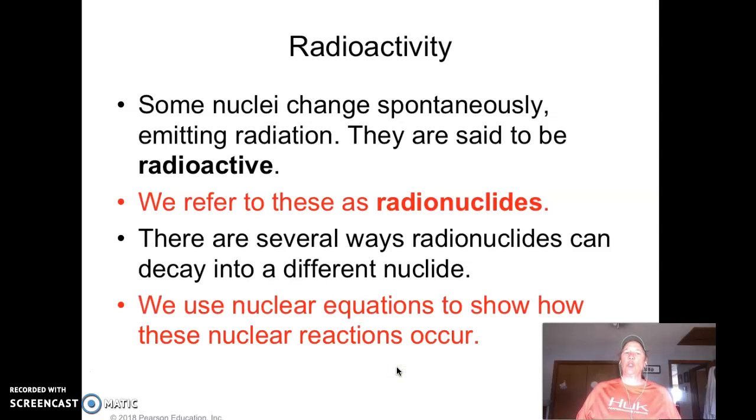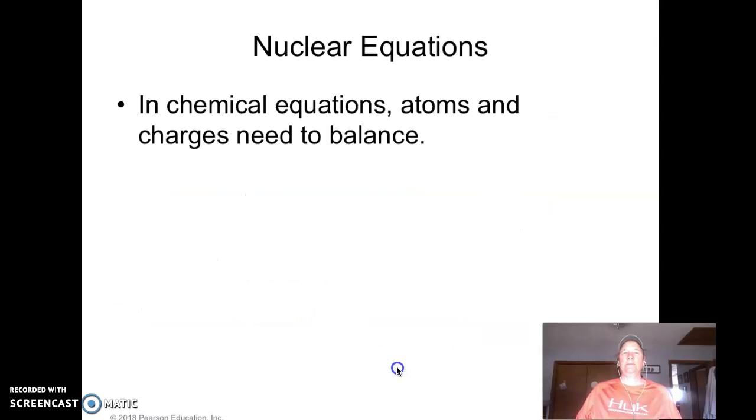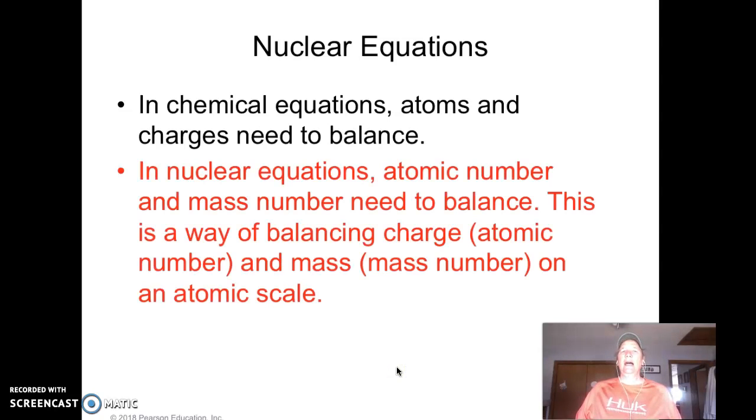I'm going to show you these nuclear reactions, and your assignment will be about these nuclear reactions. Don't worry, some of you are like, no, it's not that hard. I promise. So in a nuclear equation, atoms and charges need to be balanced, obviously. In a chemical equation, you always have to balance them. You have to use coefficients.